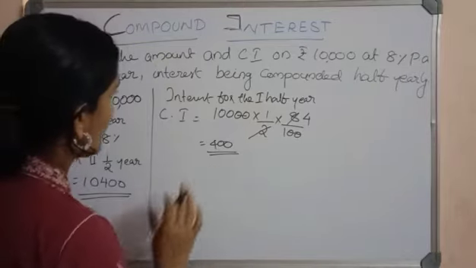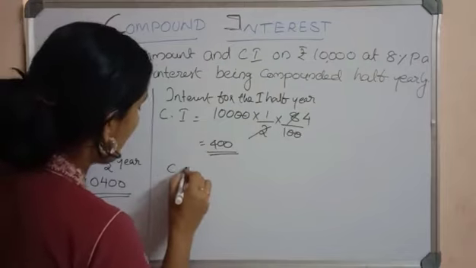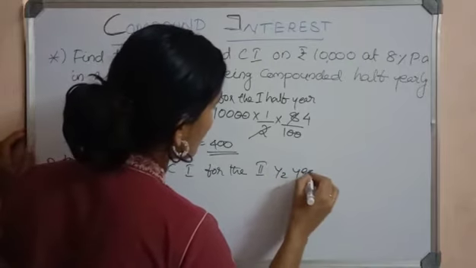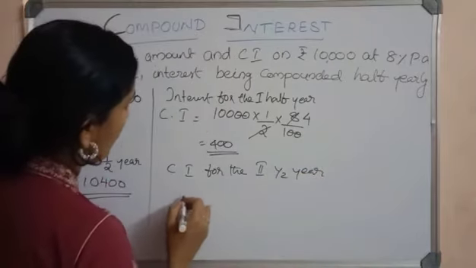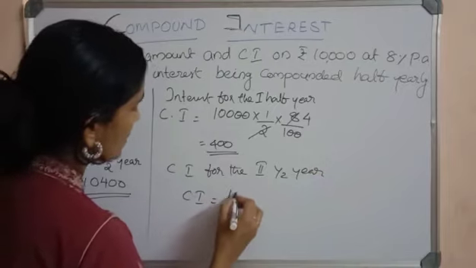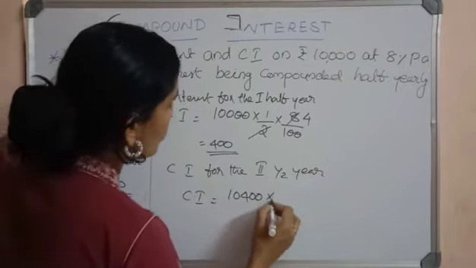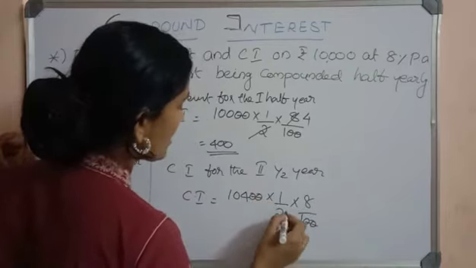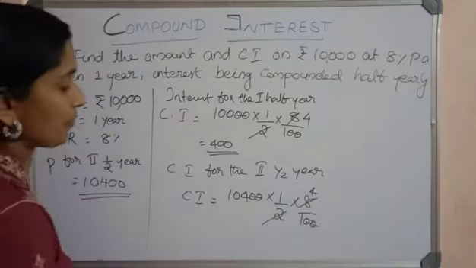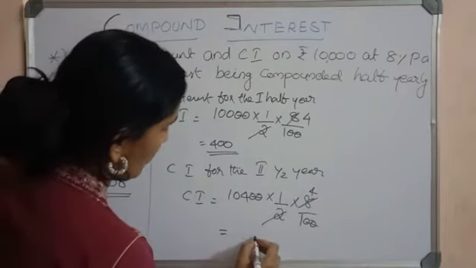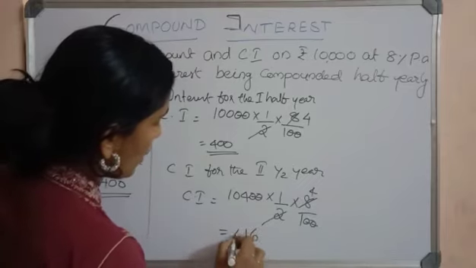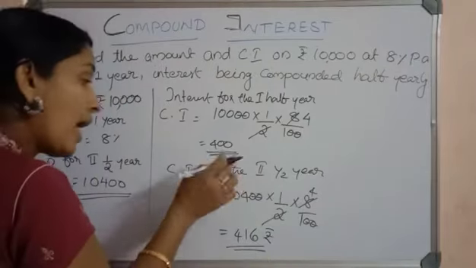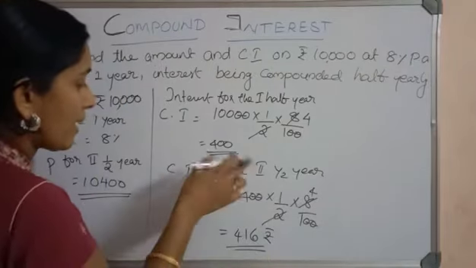Now let's find the compound interest for the second half year. CI for the second half year is CI is equal to 10,400 into 1 by 2 into 8 by 100. 0, 0 cancels. 4 2s are 8. 4 4s are 16. So rupees 416 will be your compound interest for the second half year. This is the compound interest for the second half year.